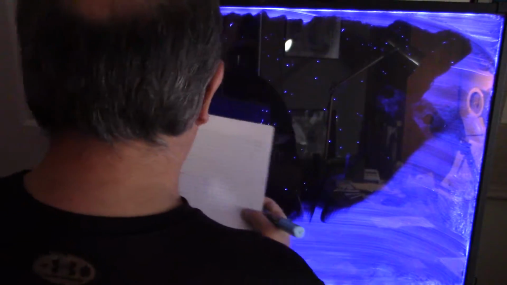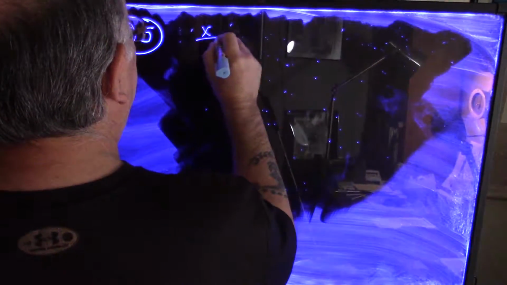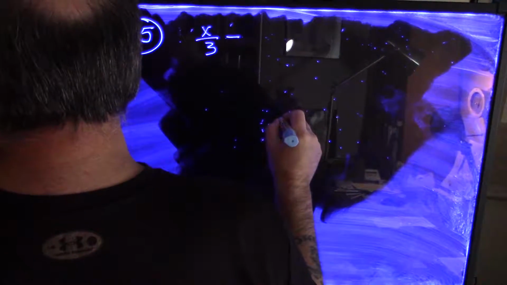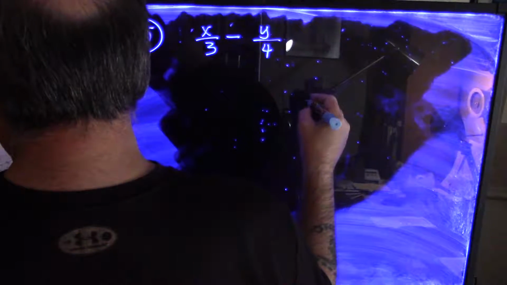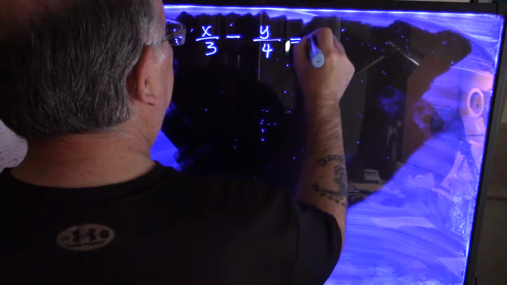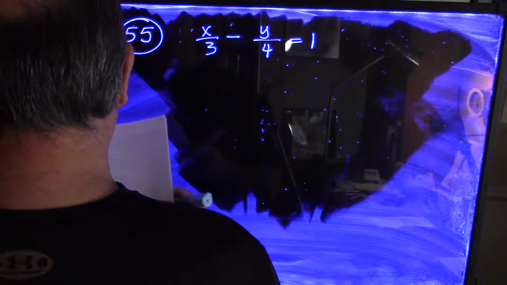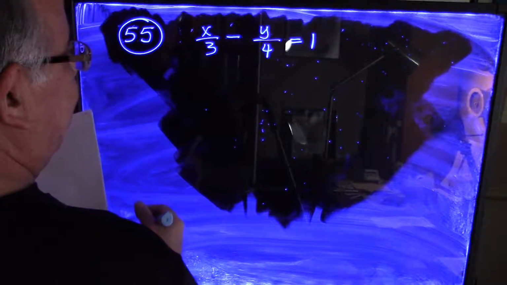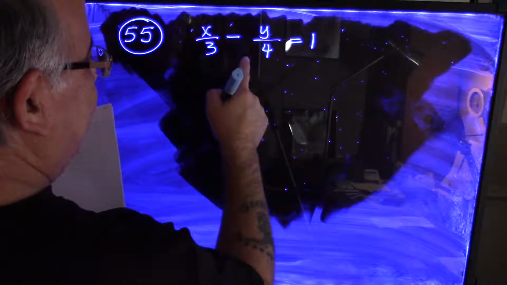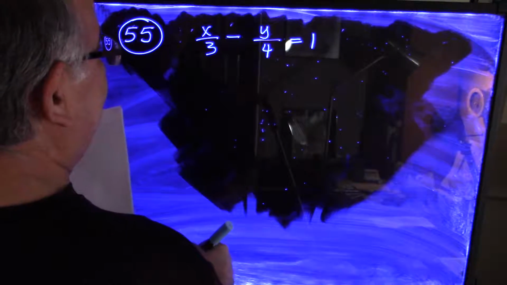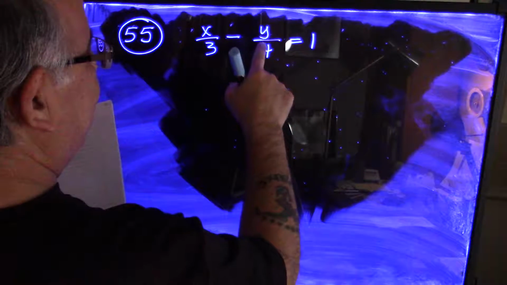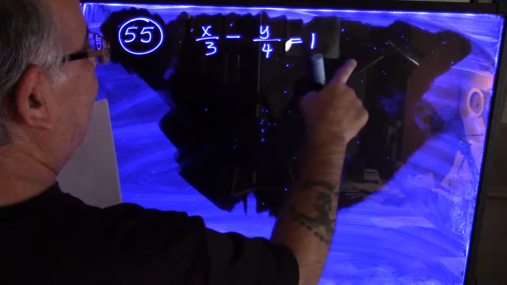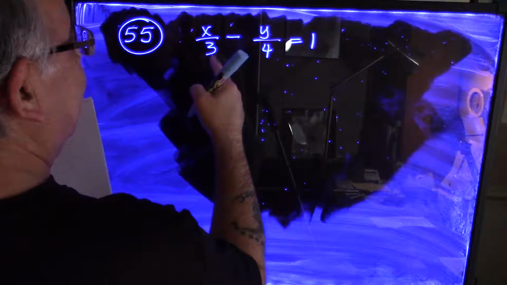Number 55. We have x over 3 minus y over 4 equals 1. Alright, so what we want to do is isolate the y here. You want to write it in the form y equals mx plus b, the slope-intercept form. So first of all, we move the negative y over 4 to the other side and move the 1 to the left side.